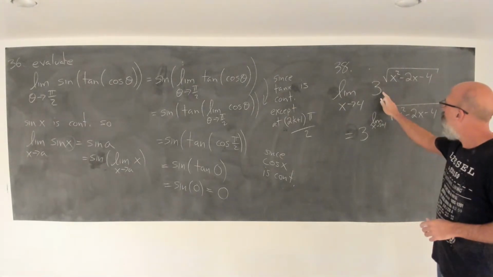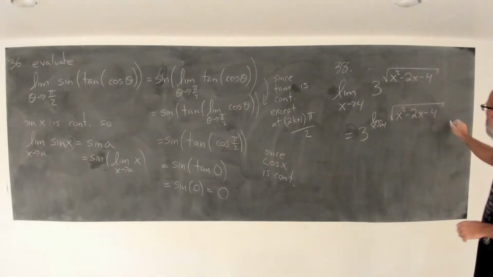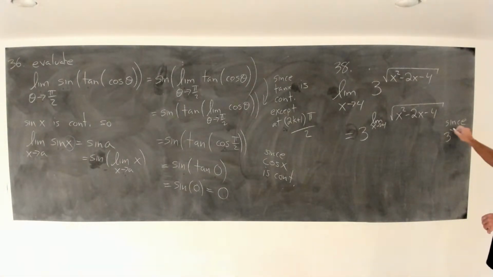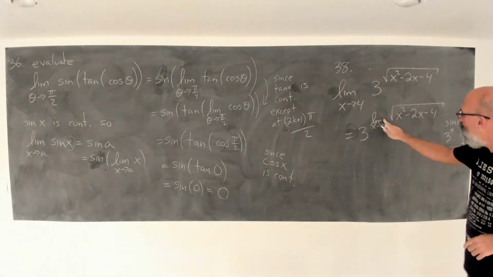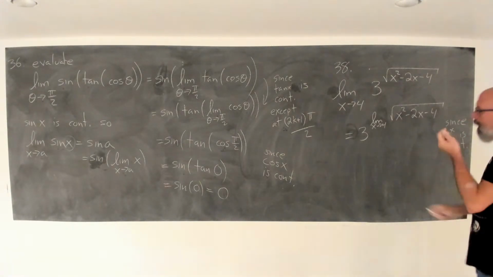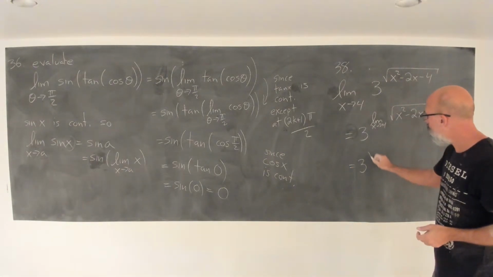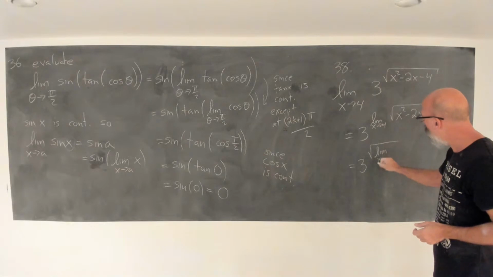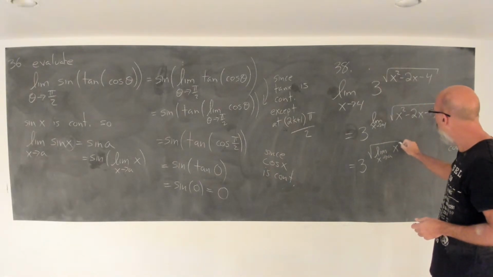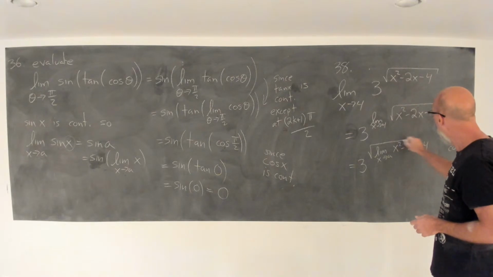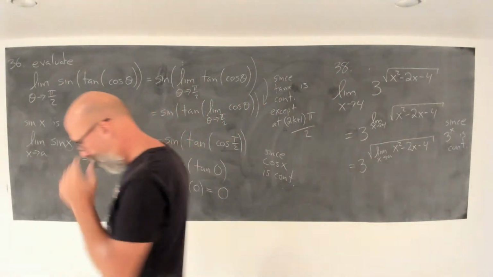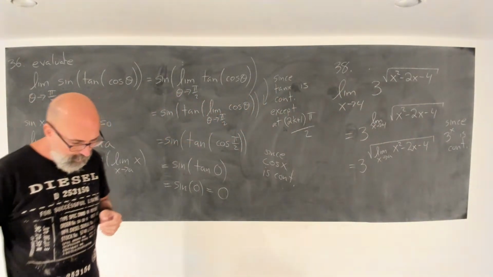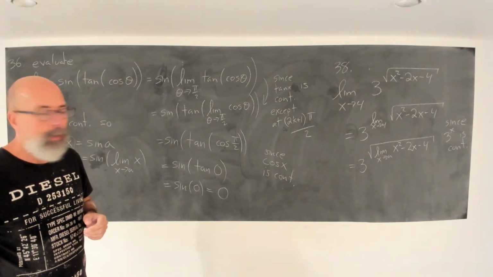Because 3 to the x is continuous. And now, limit of the square root is the square root of the limits. Right? In fact, that's one of the properties. I want to say property 5. Could be wrong here.